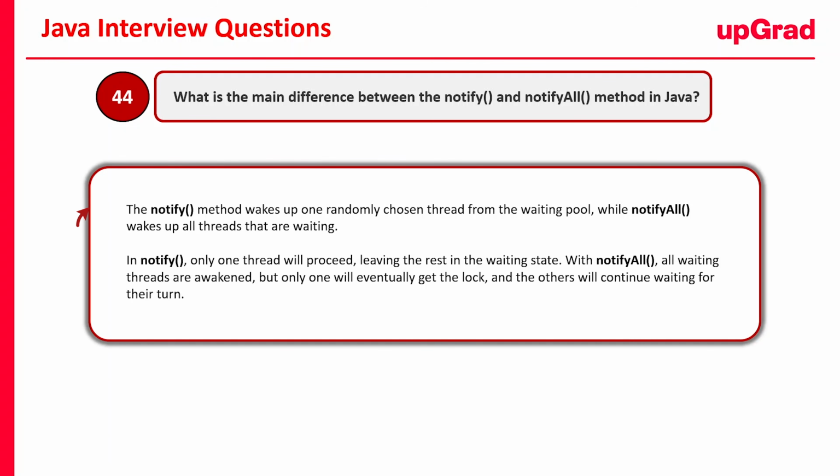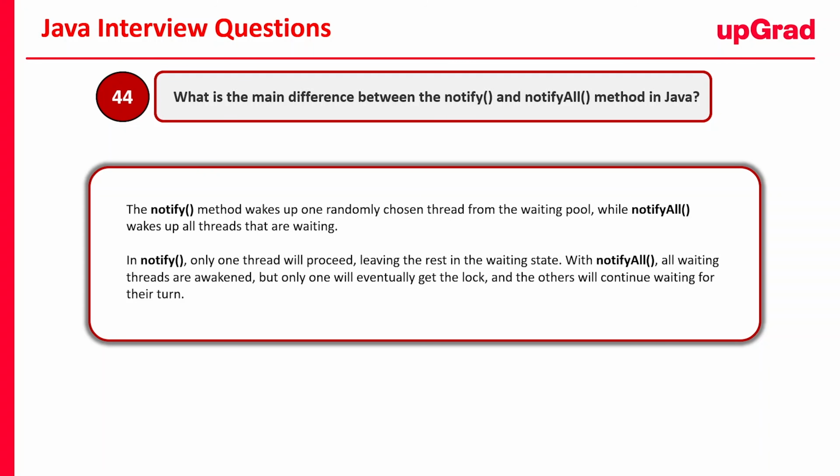The notify method wakes up one randomly chosen thread from the waiting pool, while notifyAll wakes up all threads that are waiting. In notify, only one thread will proceed, leaving the rest in the waiting state. With notifyAll, all waiting threads are awakened, but only one will eventually get the lock and the others will continue waiting for their turn. As simple as that. This way, you can make the interviewer understand about it.